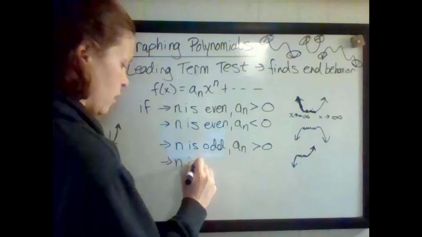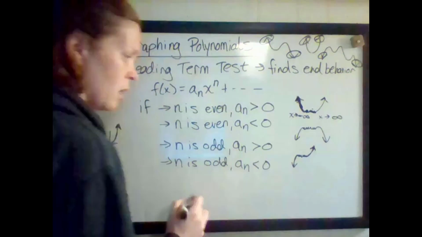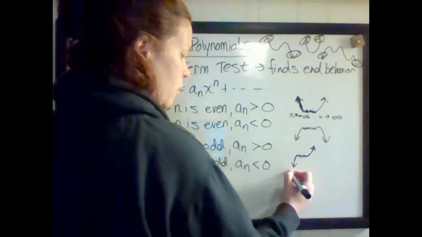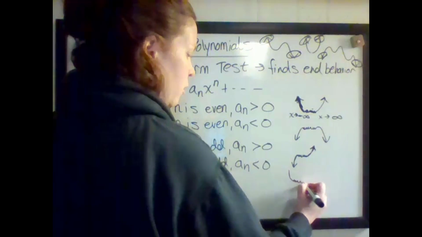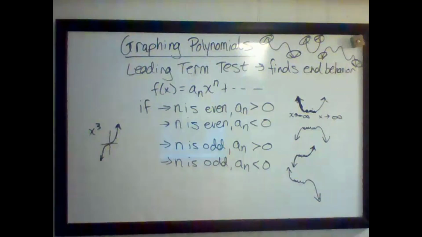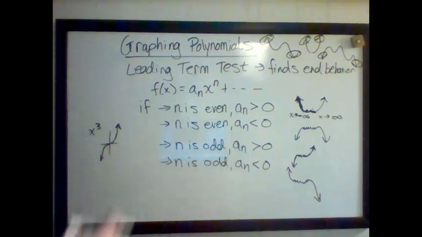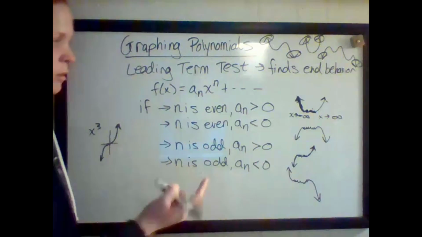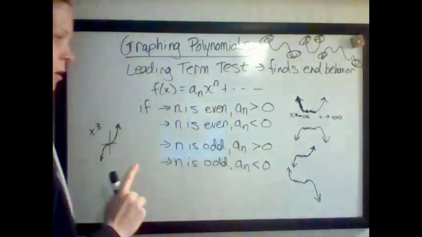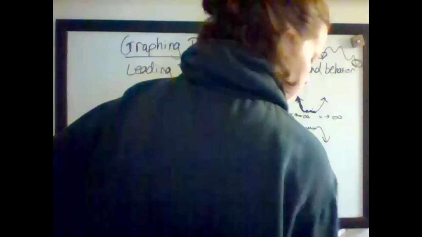And then if n is odd and a sub n is less than 0, if it's negative, it does the opposite. It decreases, might have some turns, and then it decreases at the end as x goes to infinity. So that tells us what happens at the start and the finish of the graph of the function. Like I said, if you know x squared looks like that and x cubed looks like this, that gives you a pretty good idea.